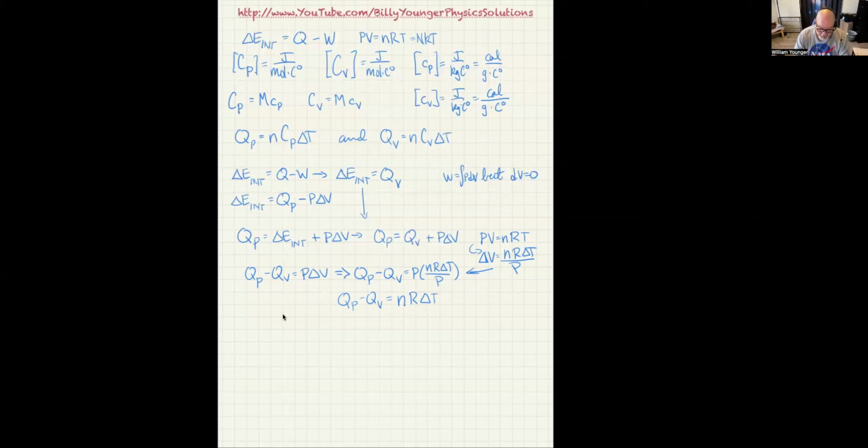Now, if we go back to calculating what Q_P and Q_V were in terms of the specific heat, then we get one of the major conclusions that we needed. So Q_P is going to become nC_P delta T. So I'm going to say nC_P delta T minus Q_V, which is going to become nC_V delta T.